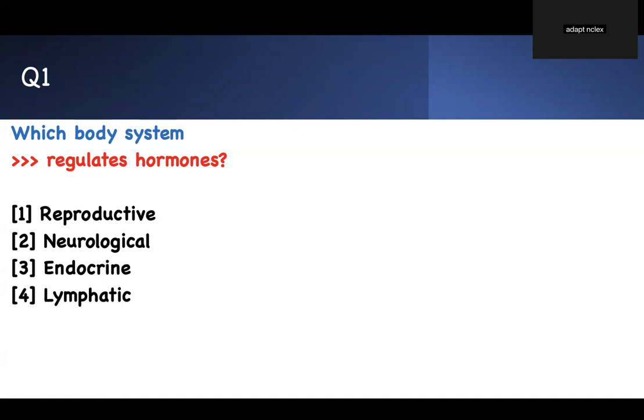As you can see, each of them has a specific function. They all have hormones. You have a reproductive organ where there are hormones. The neurological system has hormones that take in, usually neurotransmitters and other hormones. You have an endocrine system made up of a bunch of hormones, and the lymphatic. But the question says regulate hormones. So the most important thing is that most of our hormonal system comes from endocrine glands. Therefore, this is the right answer. Number 3 is your right answer because it's endocrine and mostly deals with regulation of hormones.